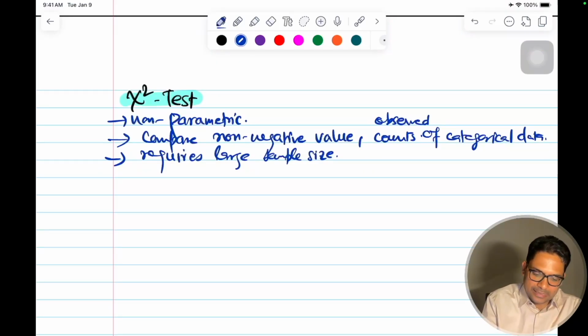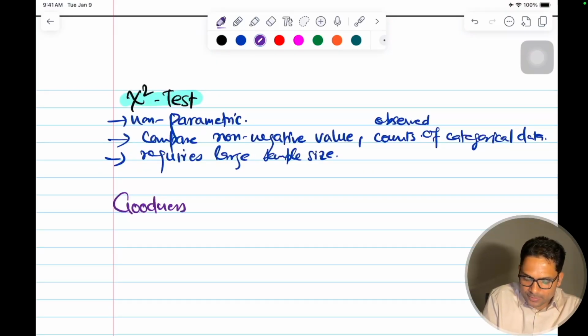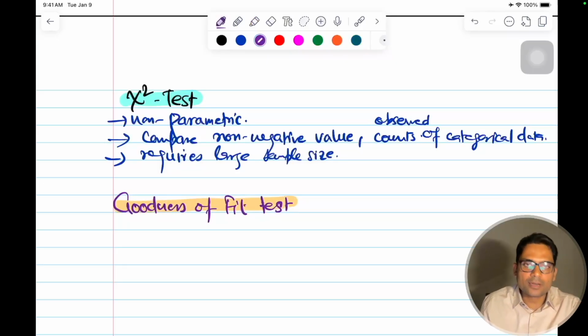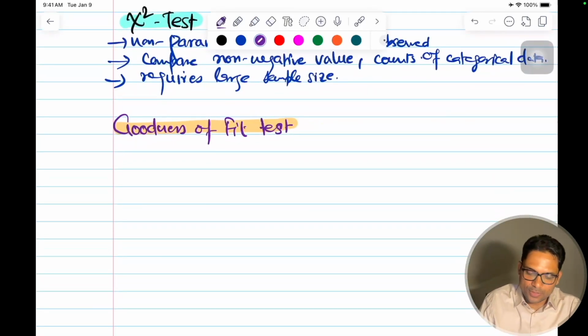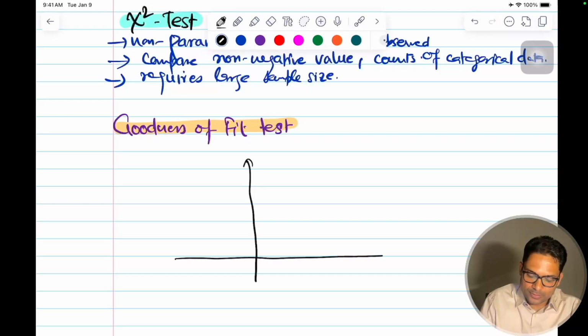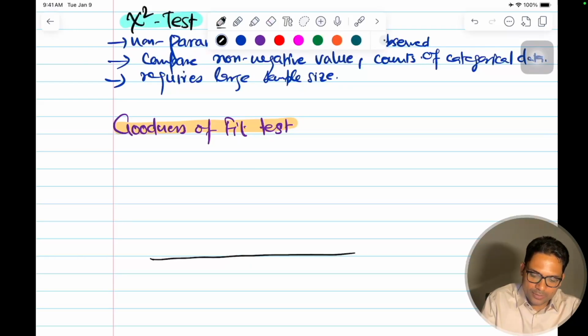Goodness of fit test. So what is a goodness of fit test? Whenever you hear goodness of fit test, it means we are comparing two distributions. Say, for example, I have one distribution, any distribution. Say normal.